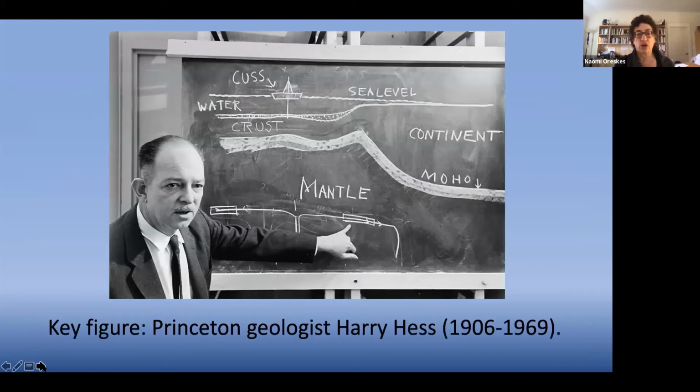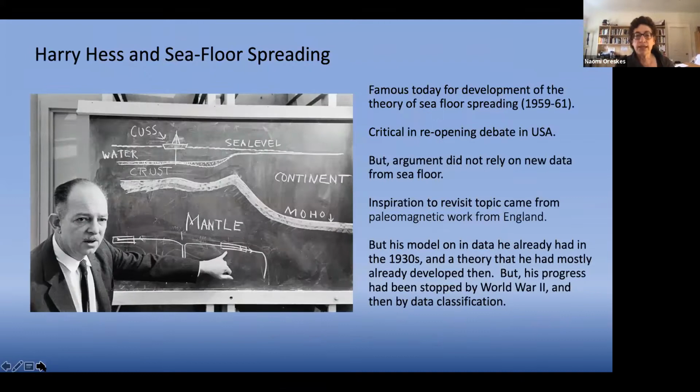So the key figure in this story is someone who most of you have probably heard of, the Princeton geologist Harry Hess, who lived from 1906 to 1969. So his life is sort of right smack in the midst of this story. Now today, Hess is famous for being generally credited as the developer of the theory of seafloor spreading, which he began to articulate between 1959 and 1961. And this was critical in reopening the debate in the United States over moving continents.